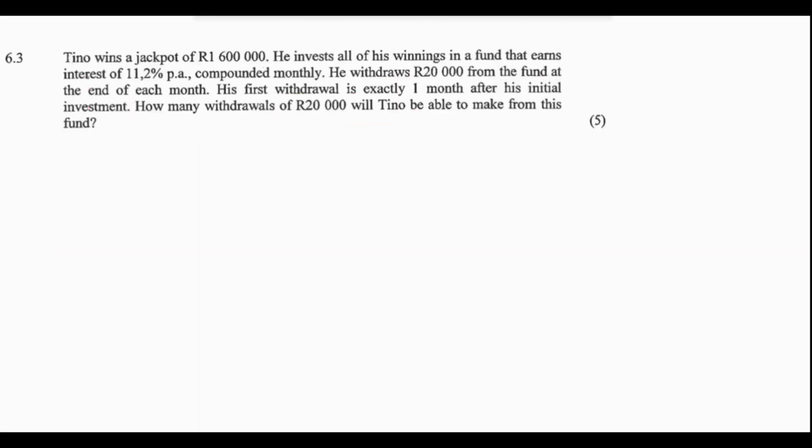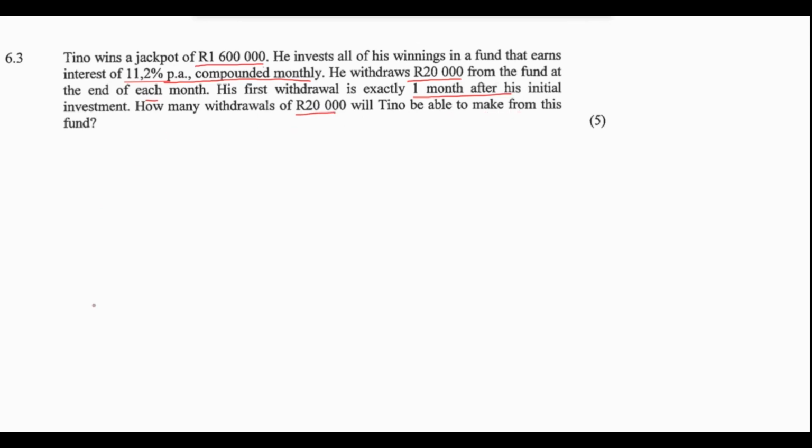Right, let's do 6.3. Tino wins a jackpot of 1,600,000. He invests all his winnings in a fund that earns an interest of 11.2% per annum, compounded monthly. He withdraws the 20,000 from the fund at the end of each month. His first withdrawal is exactly 1 month after his initial investment. How many withdrawals of 20,000 will Tino be able to make from this fund?